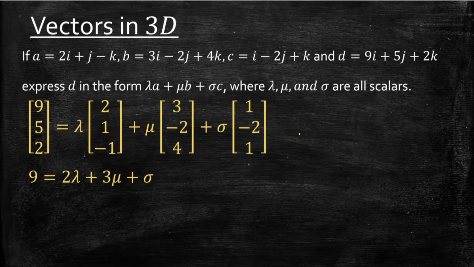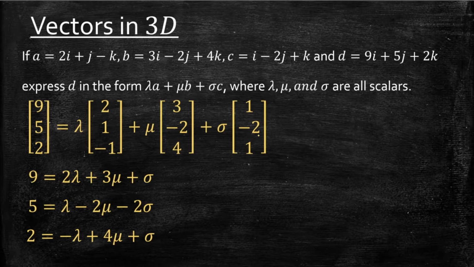So we've got 9 equals 2 lambda plus 3 mu plus 1 sigma. And then we're going to have 5 equals lambda minus 2 mu minus 2 sigma. And then we're going to have 2 equals minus lambda plus 4 mu plus sigma. So this is what we call a system of linear equations, and we're trying to solve for lambda, mu, and sigma. So we want to know what linear combination of these will give us vector D. This is a linear combination because we're adding a scalar multiple of each of these vectors.